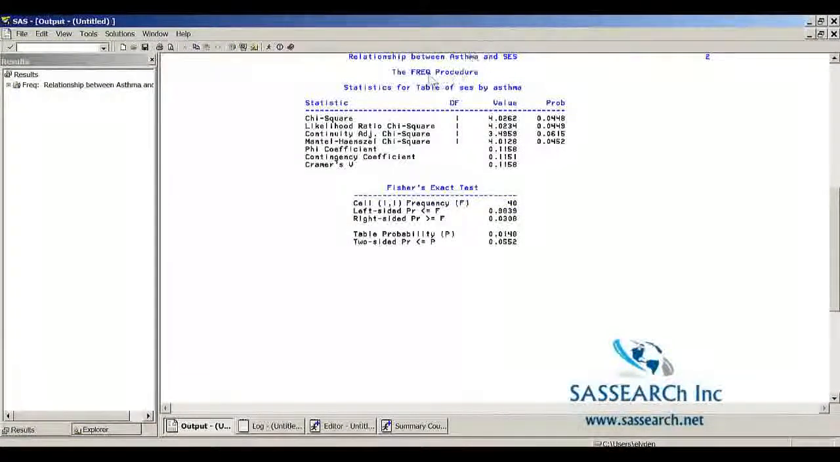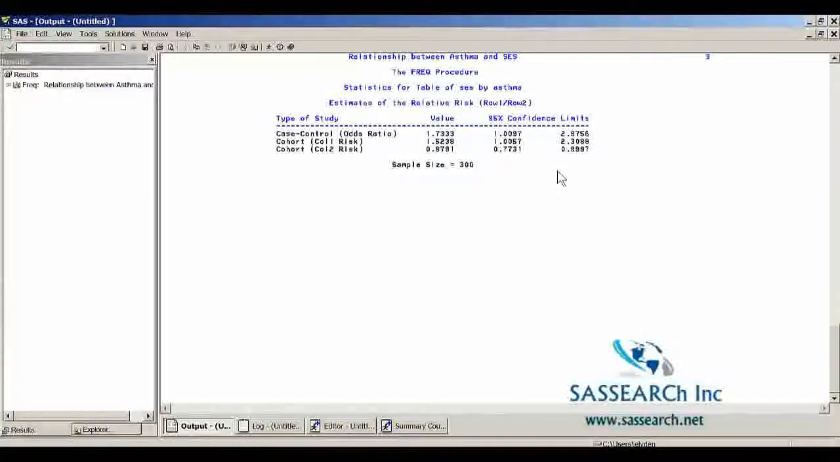Because we requested the chi-square statistic, we have the information that comes with the option of chi-square. We also have our Fisher's exact test. So based just on the chi-square and the Fisher's exact test, it does appear that there's some association between socioeconomic status and asthma. And then since we requested the option rel risk, we're also provided with a table that shows estimates of relative risk, and we have 3 different estimates that are provided for us.